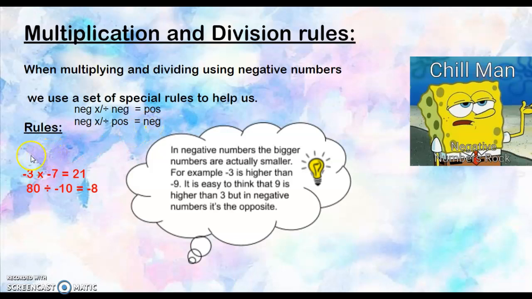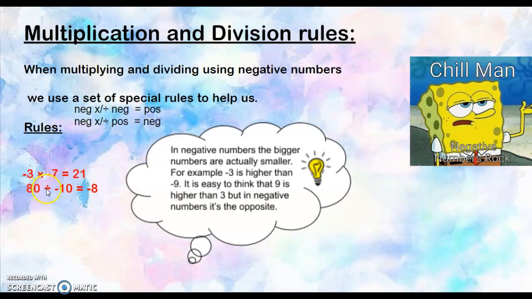Let's make it more simple. For example, if the question is minus 3 times minus 7, take the question as though there are no signs before the numbers 3 and 7. Let's forget about the signs. So 3 times 7 equals 21. Now let's work out the signs. Negative and negative equals positive. We know the rule is negative times negative equals positive. So the answer is positive 21.